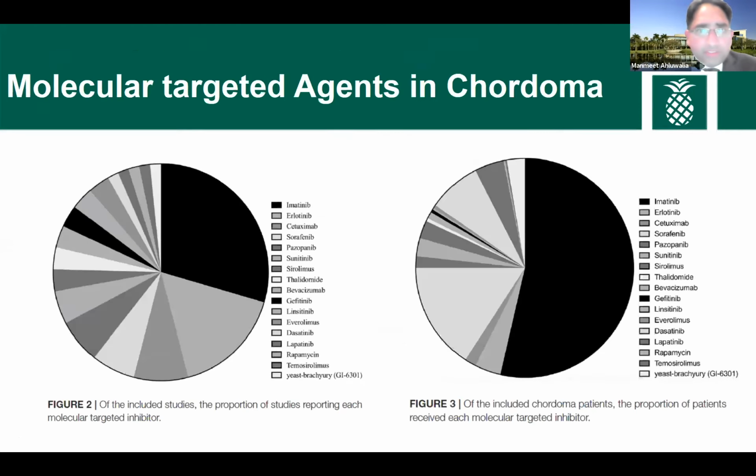So in short, just to walk you over the included studies, the proportions of studies reported each molecular inhibitor. The biggest data is actually with Imatinib, if you look at just sheer number of publications, and then followed by Erlotinib and cetuximab. When you look at the actual number of proportions of patients who received every molecular targeted inhibitor, you can clearly see more than half of the patients have actually been treated with Imatinib, followed by Erlotinib.